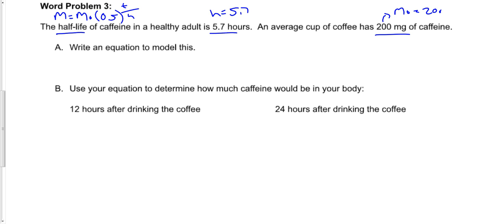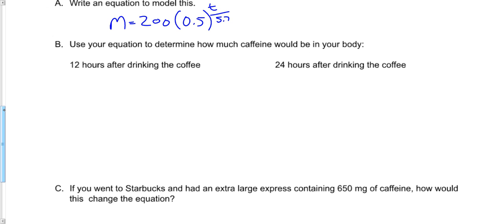So if we want to write an equation to model this, we could say that the mass of caffeine, or the amount of caffeine, is equal to 200 times 0.5 to the exponent T divided by 5.7. Okay. So we're going to use this calculation to determine the amount of caffeine in your body after 12 hours and after 24 hours.